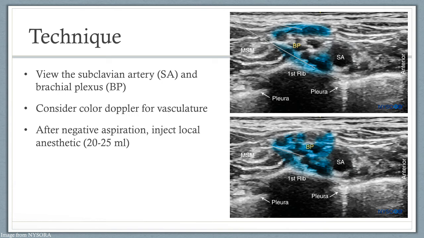A view of the subclavian artery should be obtained, with the brachial plexus seen as a collection of hypoechoic round structures, posterior and lateral to the artery. Color Doppler should be considered before needle insertion to rule out the passage of large vessels that include the dorsal scapular artery, transverse cervical artery, suprascapular artery, in addition to the subclavian artery.